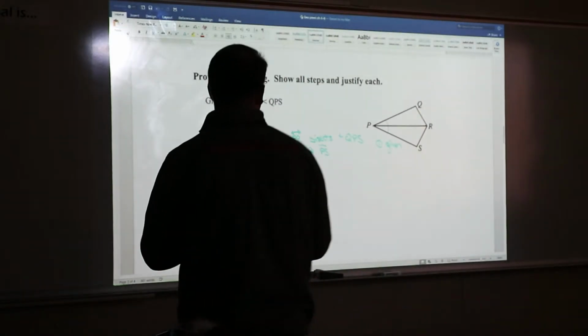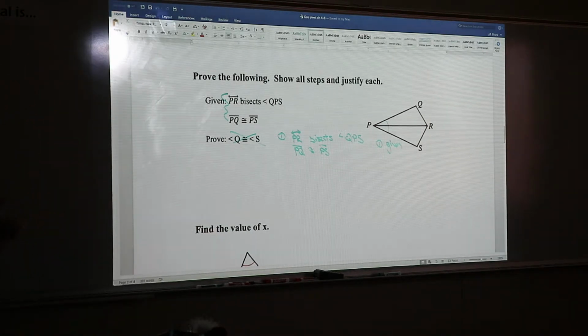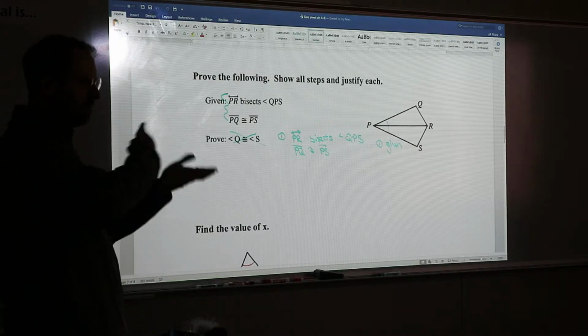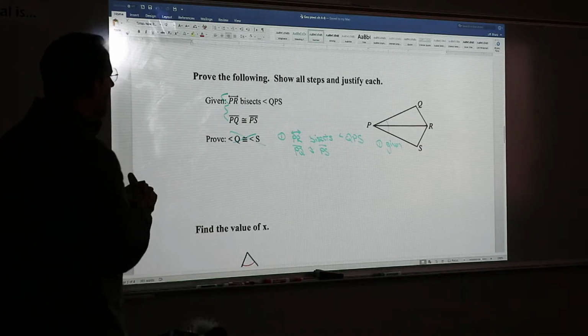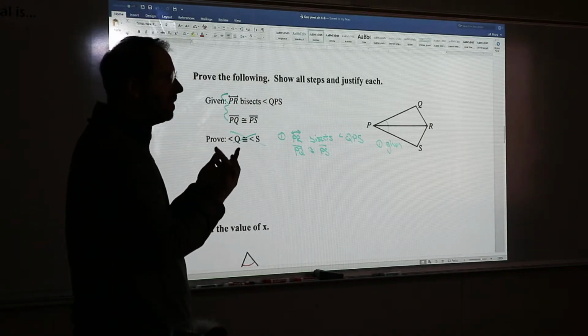Okay, so PR bisects angle QPS. And PQ is equal to PS. All right. Now, lines 2 and 3 could potentially be switched. We'll see this in a minute. Is there anything else that you want to start with, maybe on line number 2? Anything that may be obvious?